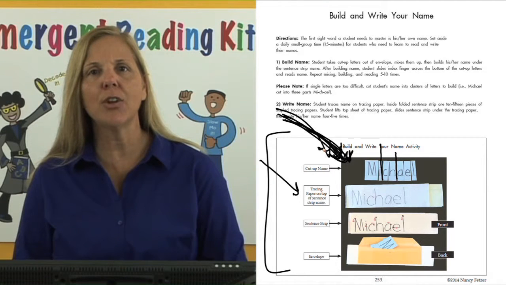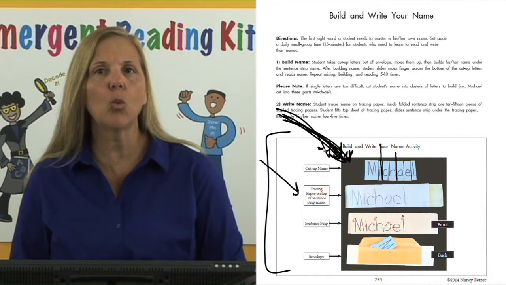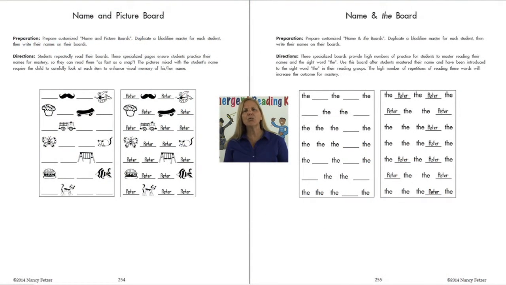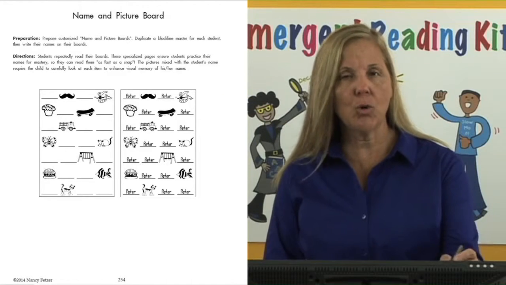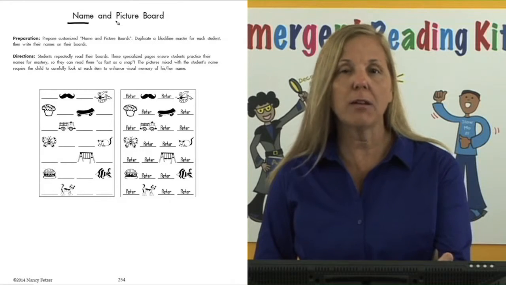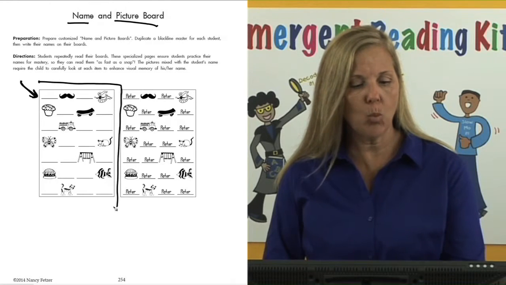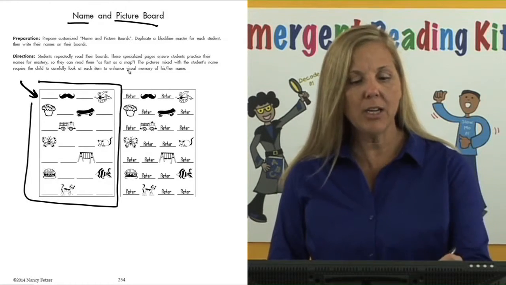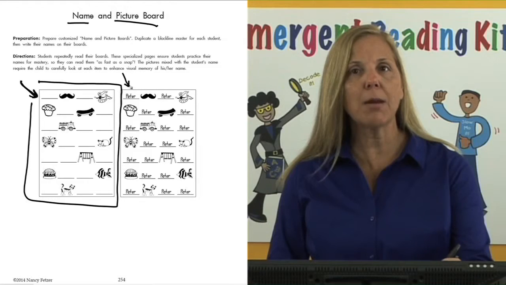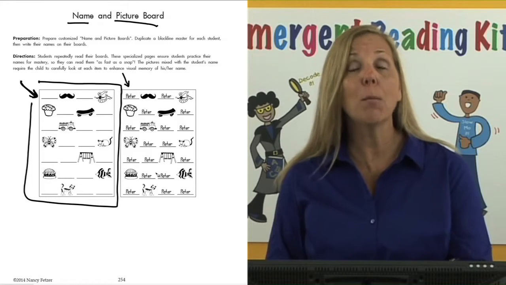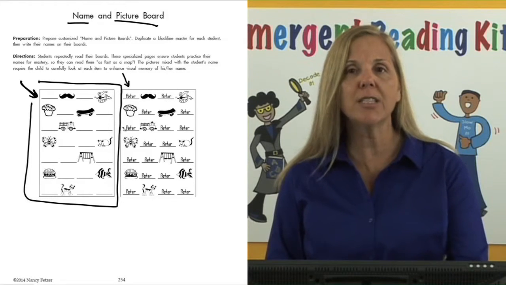Let's go to the next 2 pages where we'll have students repeatedly read their name on name boards. The last 2 activities are to provide students with many repetitions to read their names on specialized boards. On page 254 is the name and picture board. Notice there are blank lines on the page. This is what you would reproduce, and then you would make this into a specialized name board because you need to write the child's name on those lines. So this board is only for, in this case, Peter to use to help him read his name repeatedly.